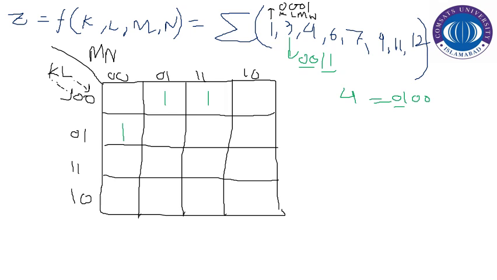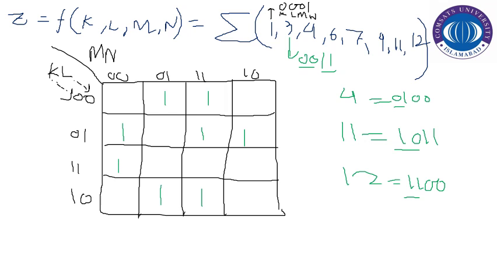Next is 6, this is 6, next is 7, this is 7, then next is 9, this is 9, next is 11. For 11 we've got the binary value 1011. So 10 is our row and 11 is our column. This is 11. Then we've got 12. The binary value of 12 is 1100. So this is k and l, so we are at this row and the column is 00.